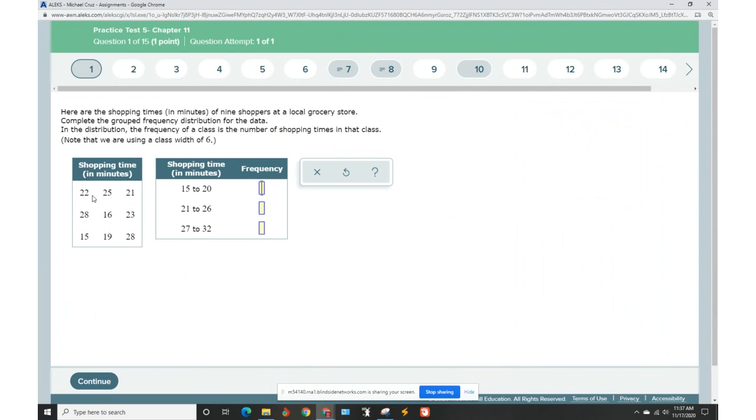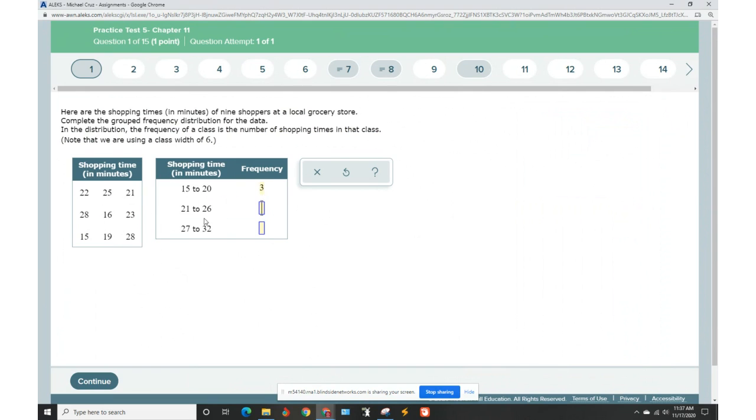So none of these up there are in there. Here's one. 16 is in there. And so also is 15 and 19. So 16, 15, and 19 are in there. So there's 3 of them in that range right there.